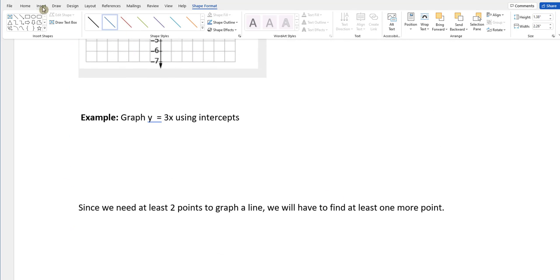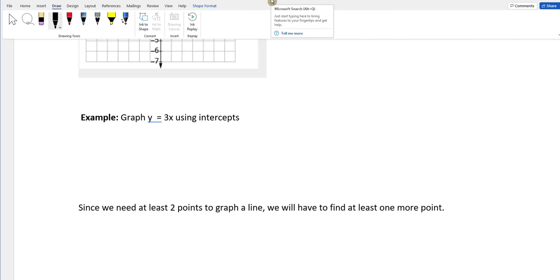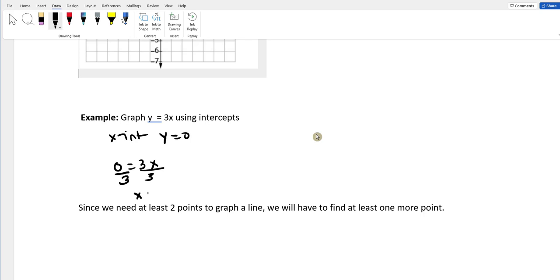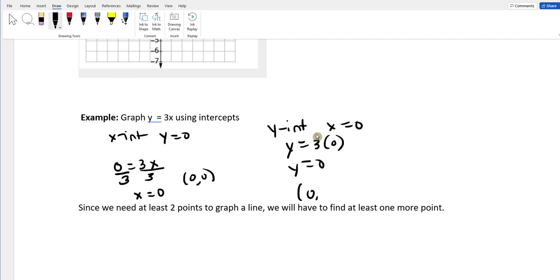All right. Now let's look at another one. We're going to graph y is equal to 3x using intercepts. So to get the x-intercept, we set y equal to 0. So when I set y equal to 0, I get 0 is equal to 3x. Divide everything by 3, I get x is 0. So my x-intercept is (0, 0). To do the y-intercept, we set x equal to 0. We get y is equal to 3 times 0, which is 0. So my y-intercept is (0, 0). So as you can see, the x-intercept and the y-intercept are the same. They both fall at the origin.